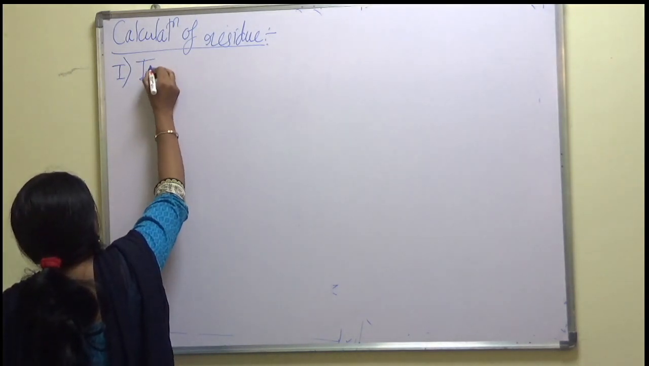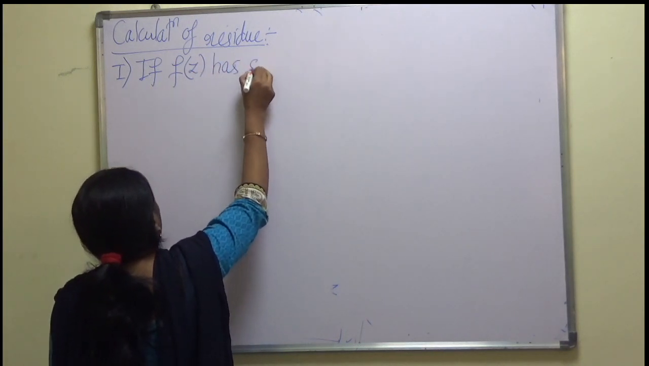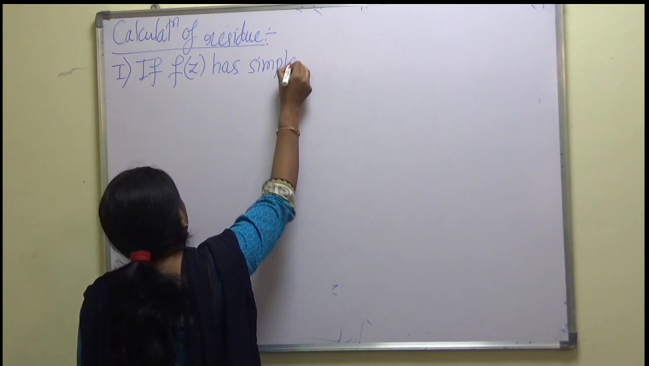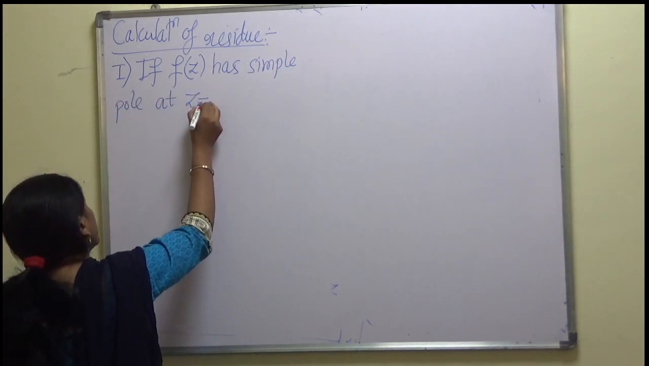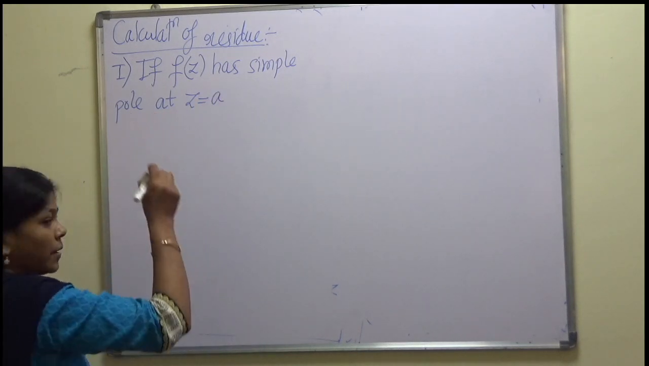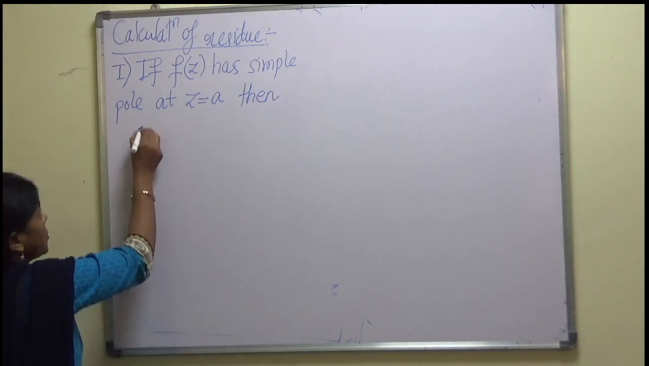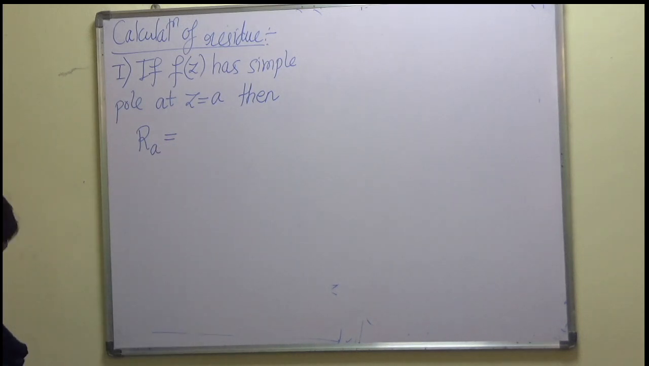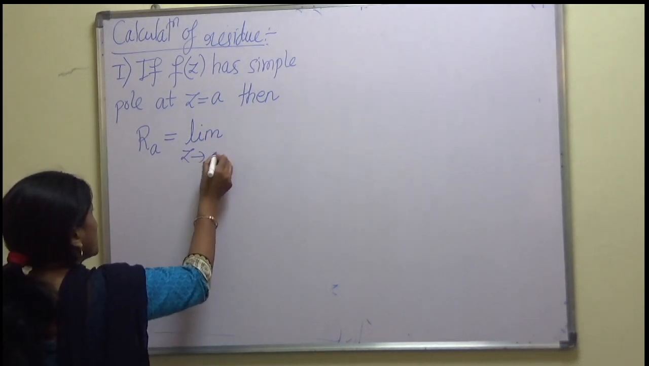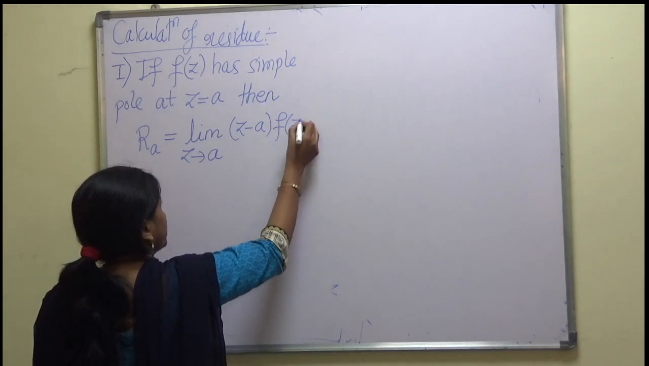if f of z has a simple pole at z equal to a, then the residue of f of z at z equal to a, that is R suffix a, is nothing but given by the limit as z tends to a of (z minus a) into f of z.